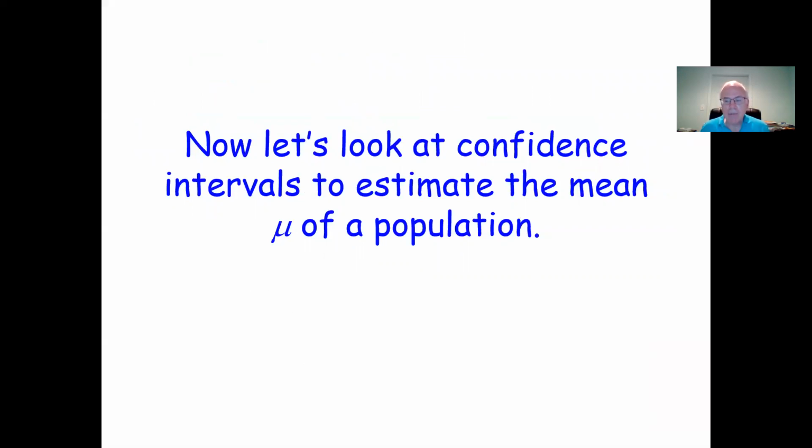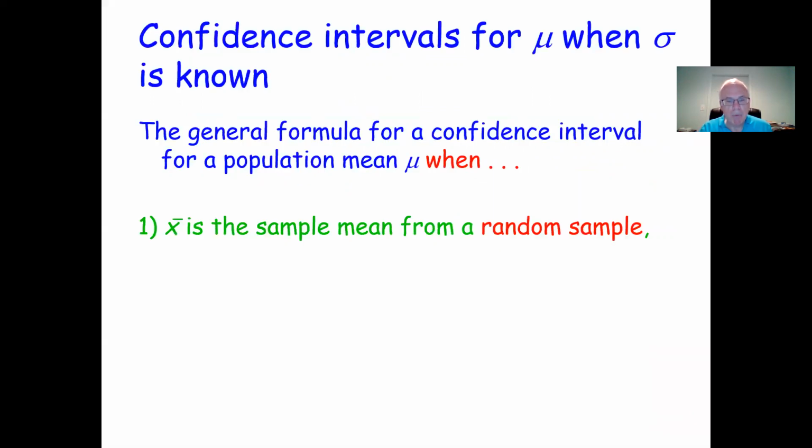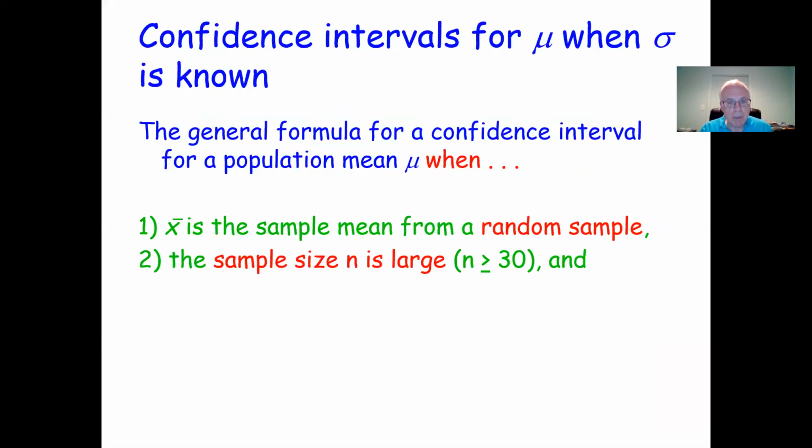All right. So what are we going to look at next? This is what we looked at last time: confidence intervals for estimating a population mean, not a proportion, but a mean. All right, we're measuring something. We're finding the mean of those measurements. What's the general formula? Well, number one, we use as our point estimate X bar. That's the sample mean from a random sample.